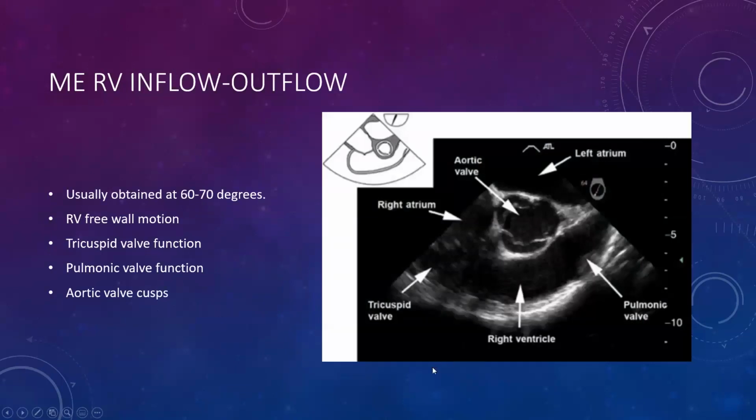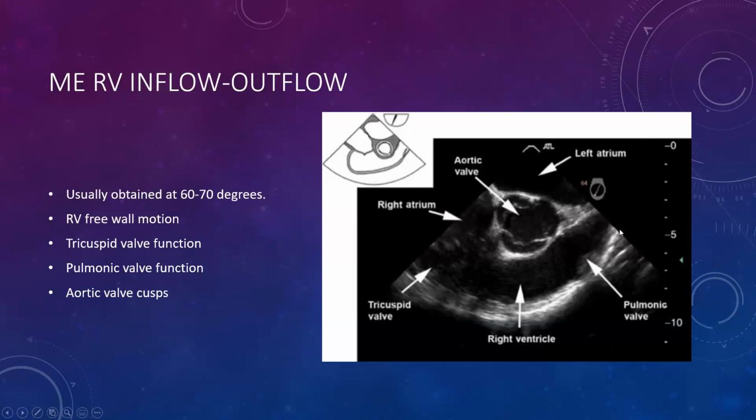Moving on, 60 to 70 degrees, focusing in on the RV, you get the RV inflow outflow view. I would consider this to be another high yield view. I've unfortunately diagnosed some pulmonary emboli, clot in transit, RV dysfunction from a PE or some other cause in this view. You do see the aortic valve, you're just not focused on it.